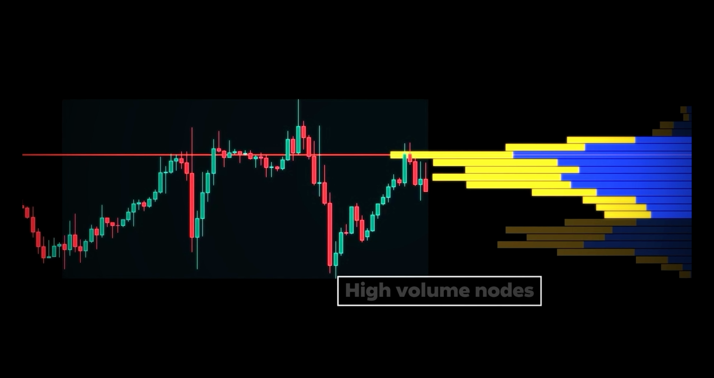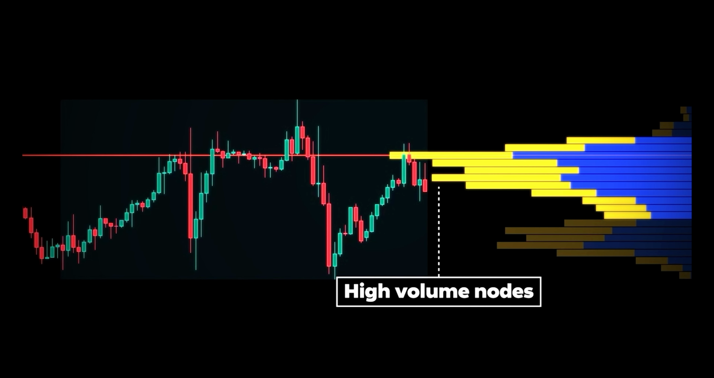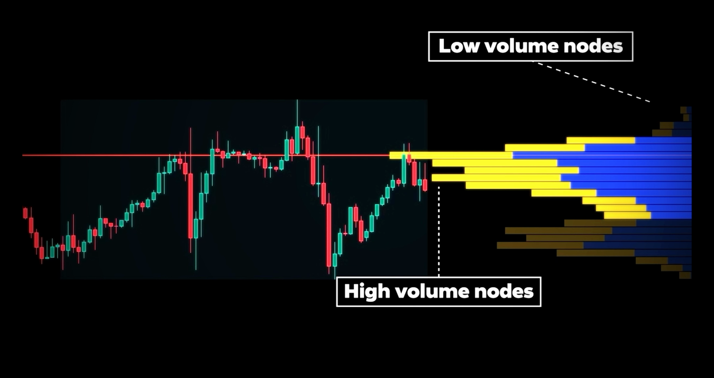These high volume bars are called high volume nodes and typically are the areas where we'll be looking for trading opportunities. You'll also notice low volume bars. These are low volume nodes. These are price levels within the chart that have a low volume of trades. It represents a level of less interest where there is a lack of buying or selling activity.